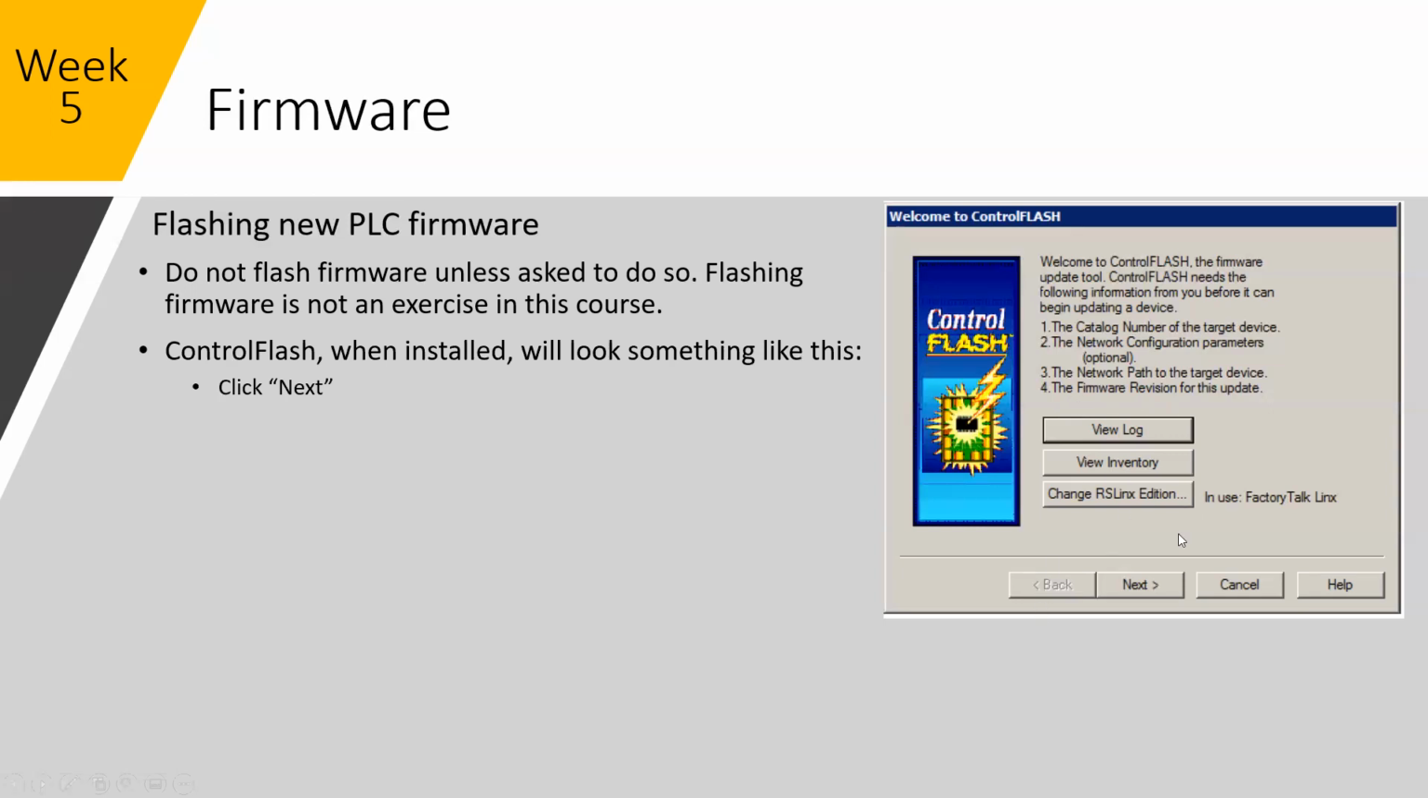So ControlFLASH will look like this. It'll launch and say, hey, we're going to flash the firmware. You need to know the part number you want to flash. PLC, like I said, you can also do the network cards. You need to know the network parameters. So if there's an IP address, or a serial path, or whatever other network path, you need to know where it is.